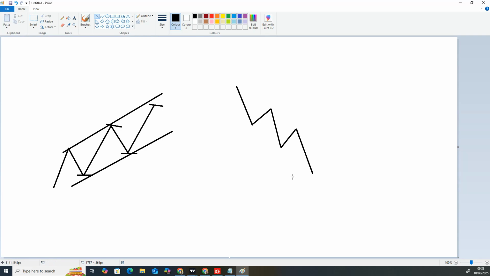Conversely, for a downtrend, a series of lower lows and lower highs. Okay, so this is a lower low, this is a lower low, this is a lower high, this is a lower high. This is the foundation of a downtrend. This is the foundation of an uptrend. Okay, that's the basic stuff.